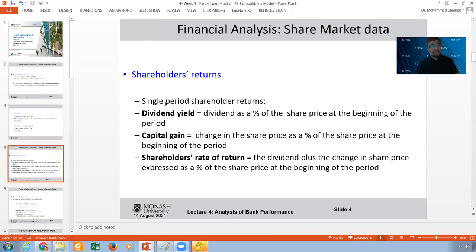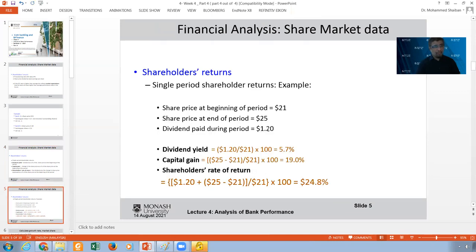The second concept, which I think you know, is the shareholders return. When we get a return on investing, we get either dividends or capital gain. This is very important to see how much return the bank is offering its shareholders. So it's dividends and capital gain, and the shareholders return is actually both.